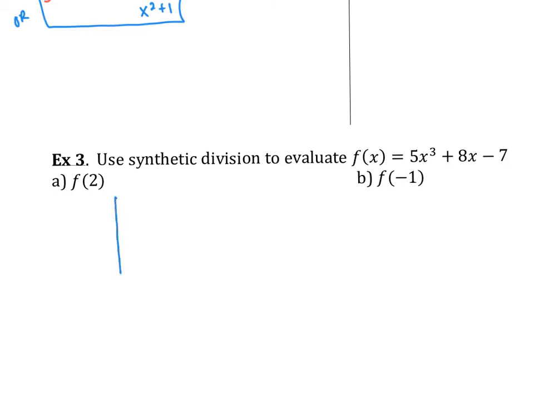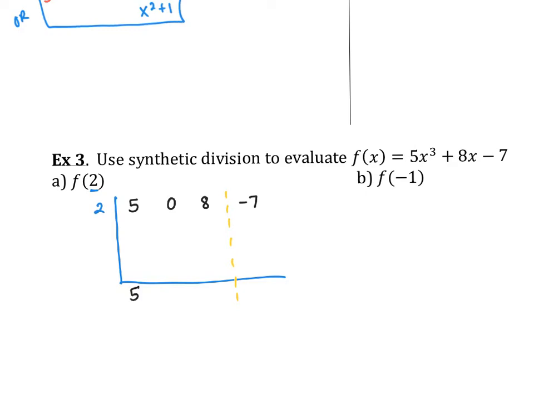So I want to figure out what f of 2 is. Since this is 2, I'm going to put the 2 here. I'm going to list the coefficients in decreasing order, like I'm setting up a synthetic division problem. So if it's 5x to the third, there's no x squared, so I have to put a 0x squared, 8x, minus 7. I like to put the dashed line to indicate the remainder. You don't need to, but I find it helpful.